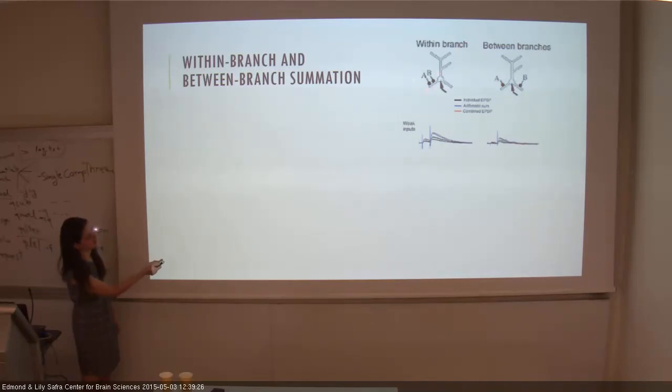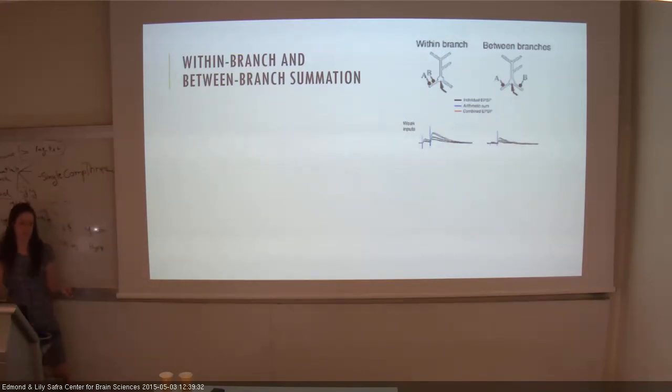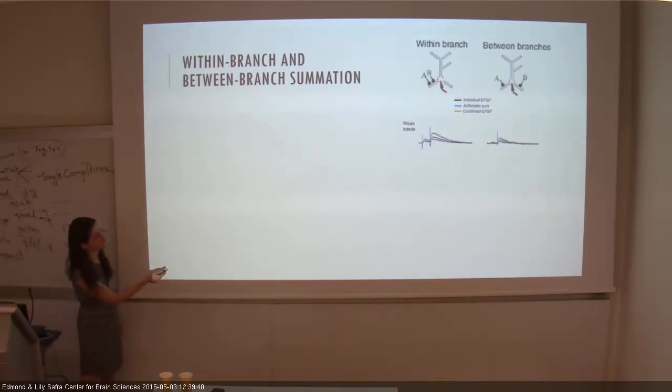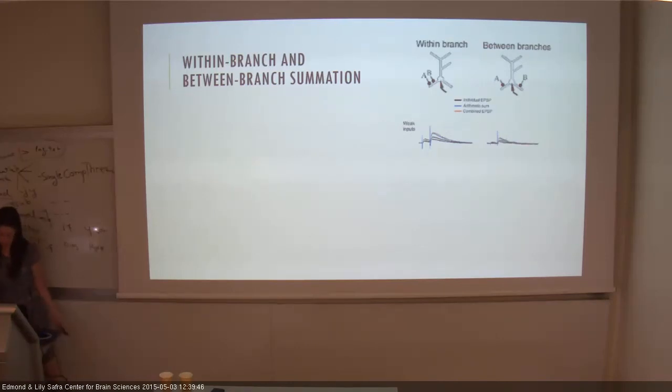Then they stimulated B, so what happened? In blue is the arithmetic sum, which is basically if the soma added the inputs in a linear fashion. 1 plus 1 is 2, and you can see that this is pretty much the case. The red trace is what was actually measured at the soma, and it's true both for within branch and between branch, in both conditions.